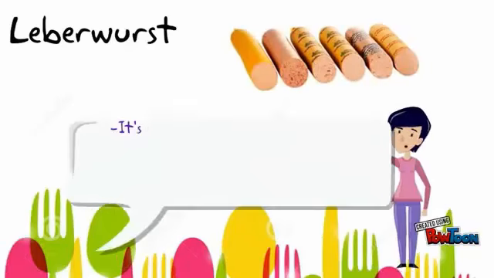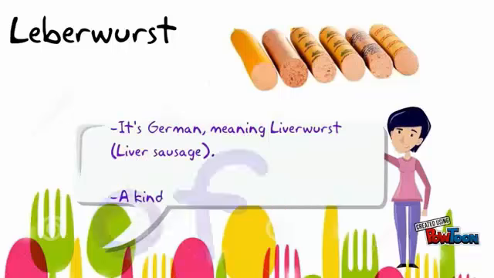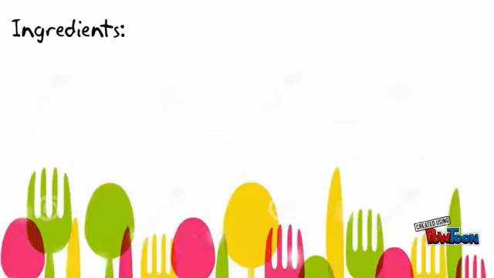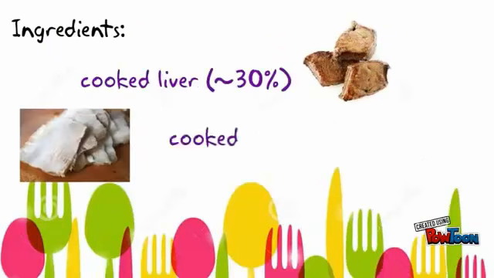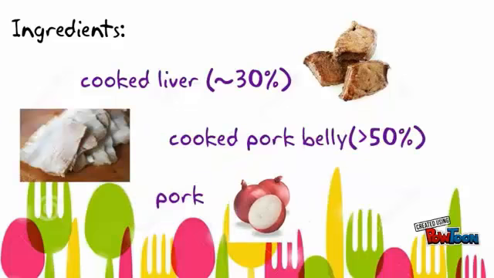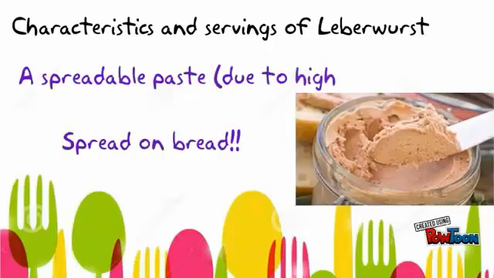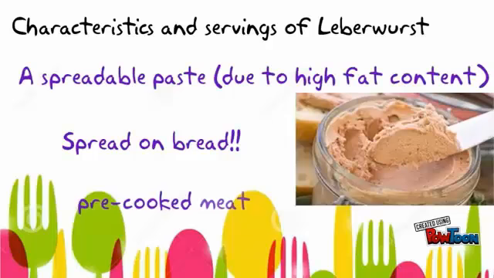So let's focus on one sausage, leberwurst. Leberwurst means liver sausage, which is a kind of cooked wurst. It contains 30% of cooked liver and more than half of cooked pork belly, with onions and salt. With a higher fat content, leberwurst is a spreadable paste. We can spread it on bread. Since it is a pre-cooked meat, there is no need to cook again when served.